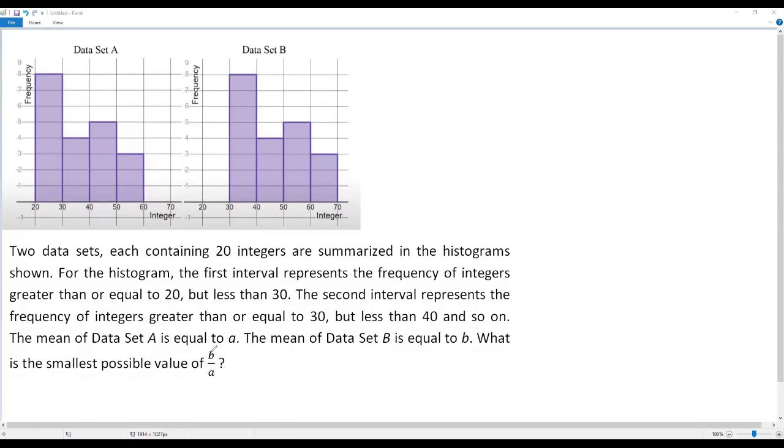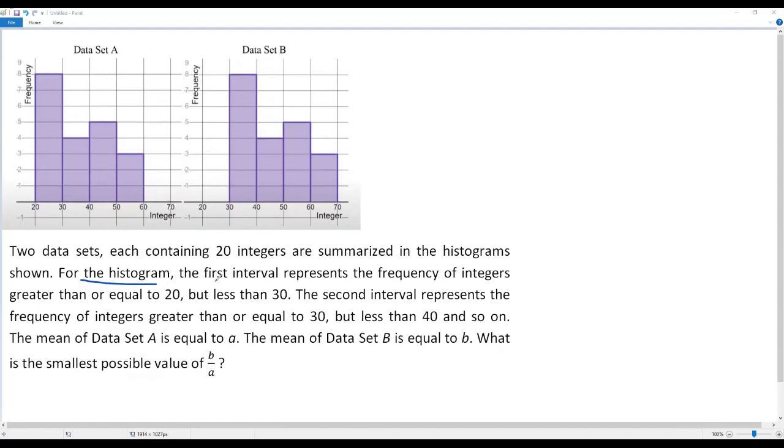So here, to get the smallest possible value for this one, the numerator b should take the smallest possible value and the denominator a should take the largest possible value. That is, the mean of data set A has to be the largest and the mean of data set B has to be smallest. Using the given two histograms for data set A and data set B, we have to get the means for both the data sets. And also we have to consider the other information over here.